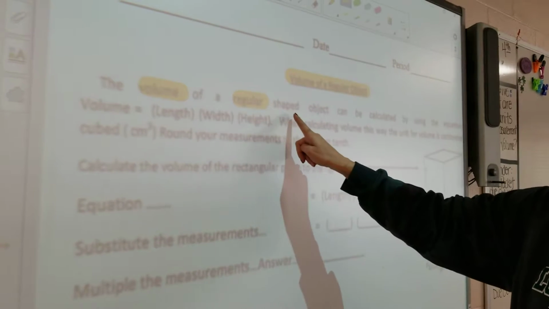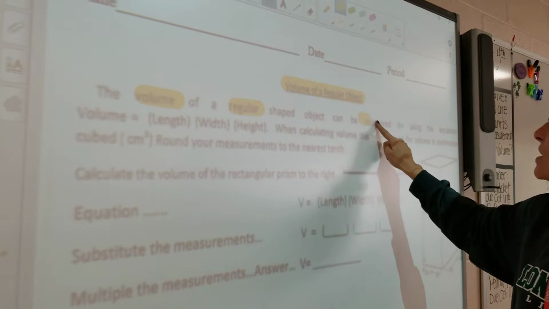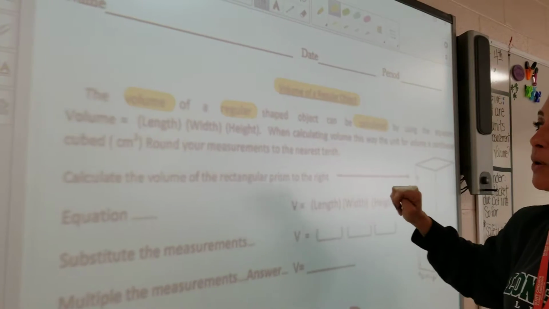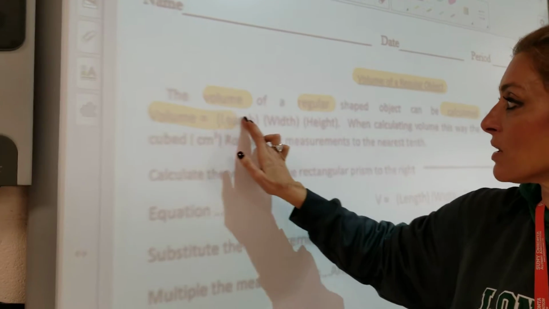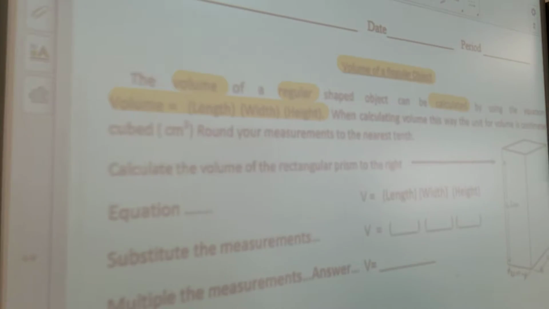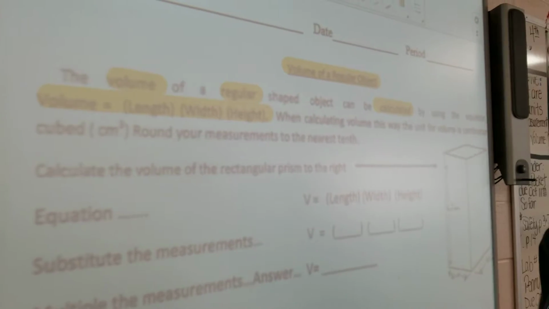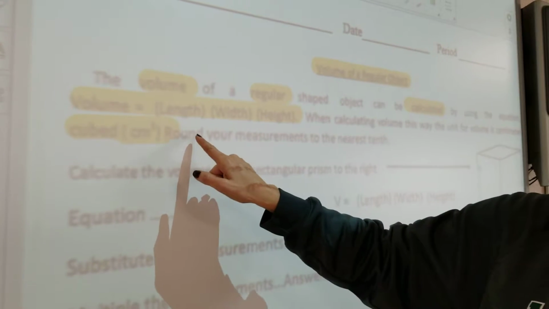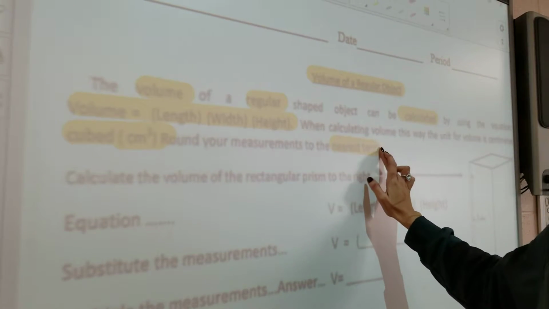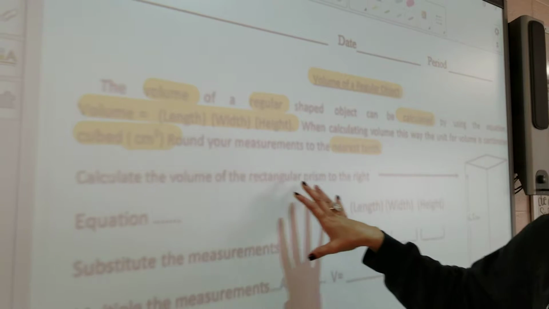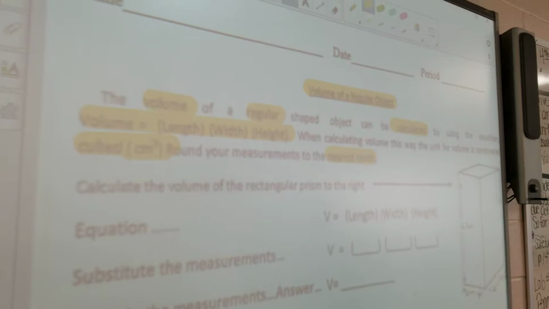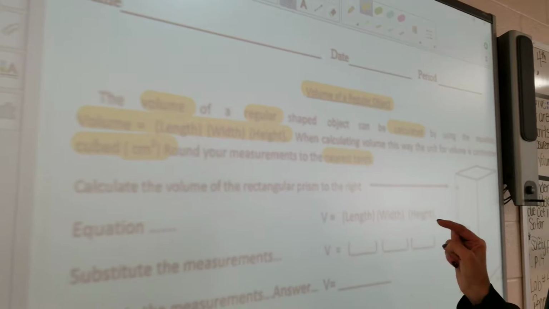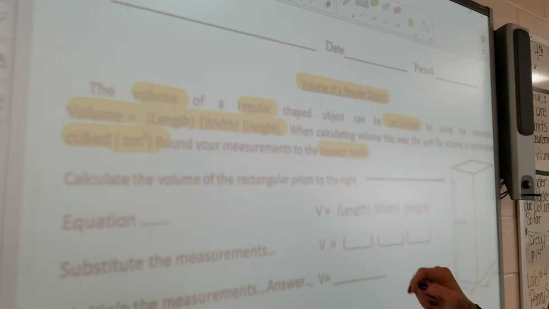The volume of a regular shaped object can be calculated by using this equation. Volume is equal to length, width, and height. When calculating the volume this way, the unit for volume is centimeters cubed. And you must make sure you round your measurements to the nearest tenth. So this is an example, and then you will work with a partner and find the volume of the blocks in your bag.